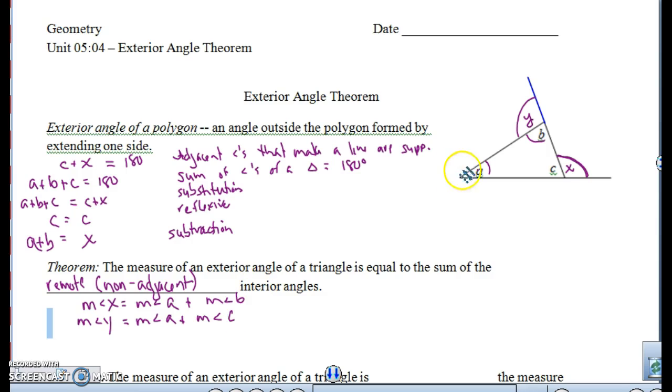And if I extend my side here, make this side longer, I'll call this angle Z out here. That's my exterior angle. The measure of angle Z will equal the measure of angle B plus C. These two are the non-adjacent interior angles. Now, it actually works with real numbers too, theoretically too.